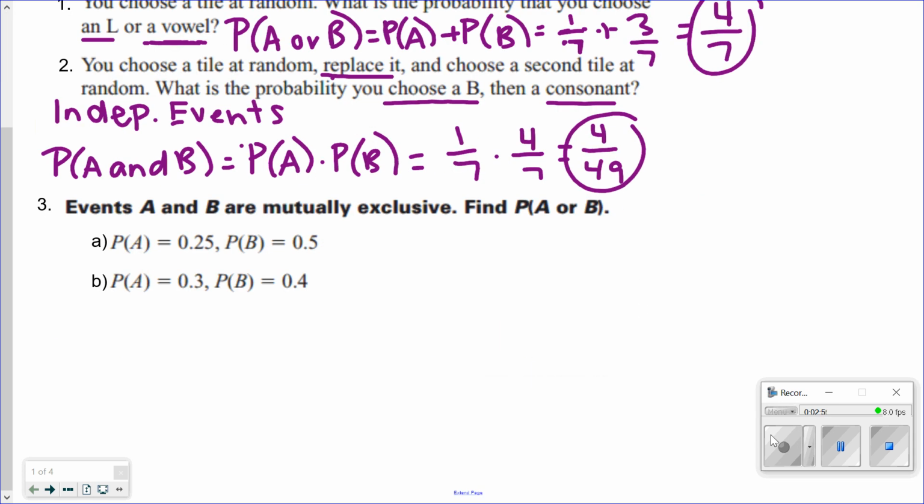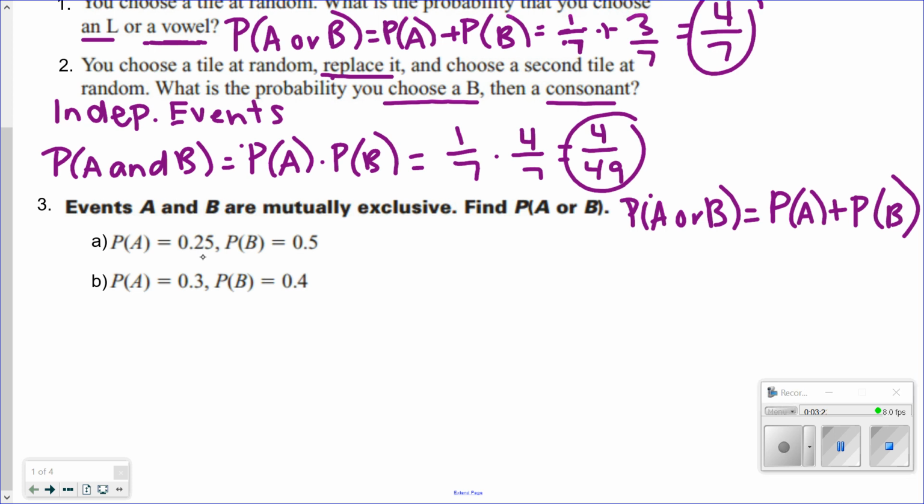Number 3, events A and B are mutually exclusive. We want to find the probability of A or B. Mutually exclusive just means that there's no intersection; there's no probability of A and B occurring at the same time. So the equation we're going to use here is that the probability of A or B is equal to the probability of A plus the probability of B. Looking at part A, all we want to do is add up these two probabilities, and we end up getting 0.75. For part B, same thing: I just add up these two probabilities, and that gives me 0.7.